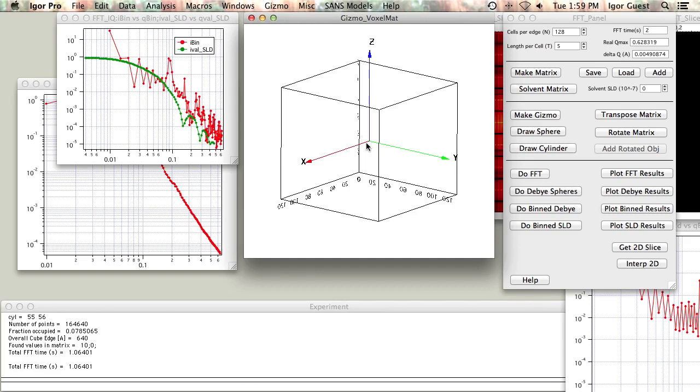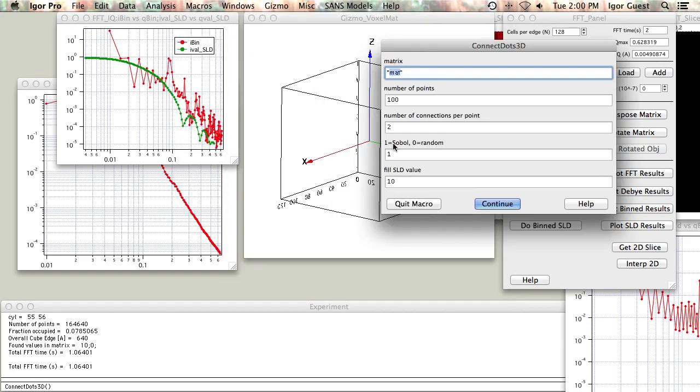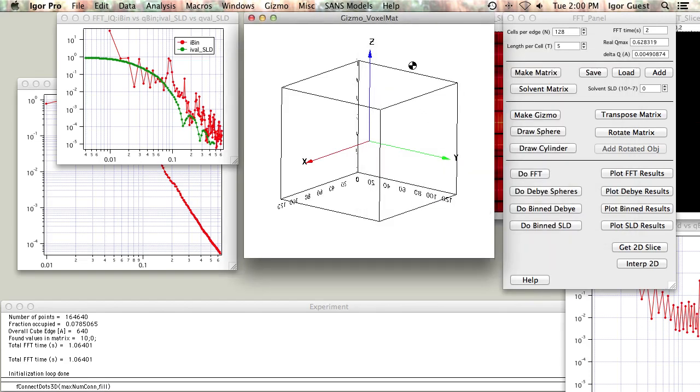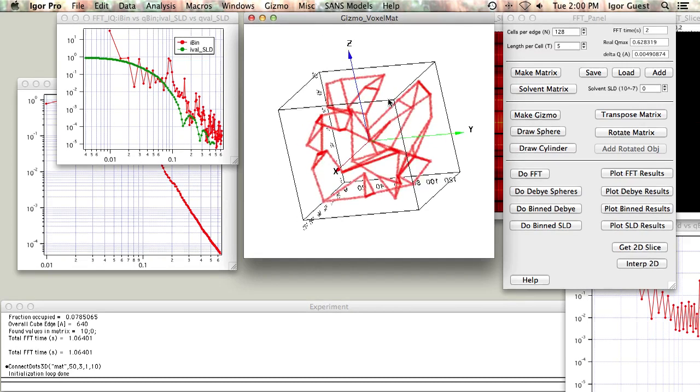Another option for generating structures using the real space is to generate a network. An example of this is shown as connect dots in 3D. If we have, say, 50 points randomly generated in the volume, with 3 connections per point, we can generate these either as a Sobol sequence, which is pseudo-random, or completely random. And that connects the dots, and we get sort of a pseudo network.